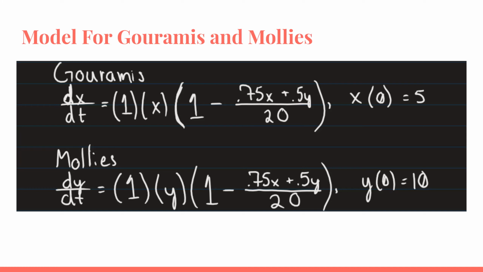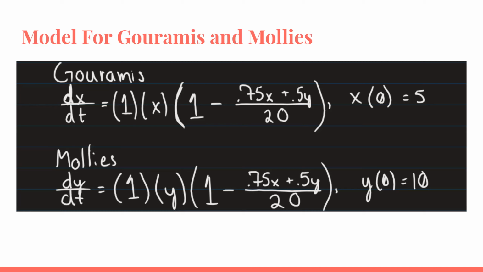So the 1 is the growth rate, and since in this tank these mollies don't breed, the growth rate would be 1. The x is just the variable, meaning gouramis. The 1 minus (0.75x plus 0.5y) over 20 is going to be what we really want to look at. So the 0.75x and the 0.5y mean how much each of the two fish actually eats versus forages.